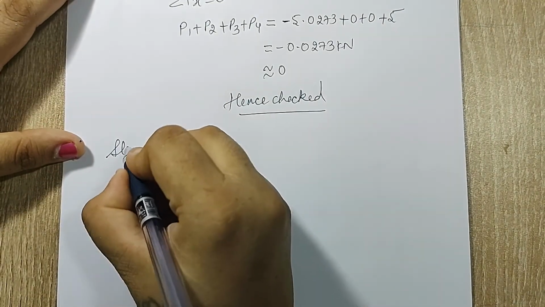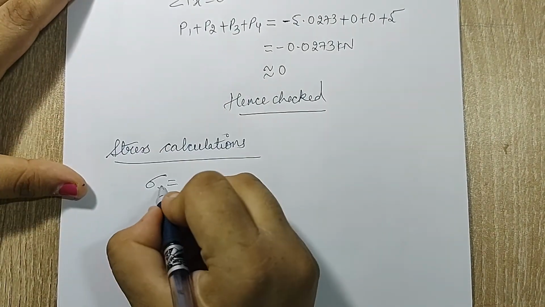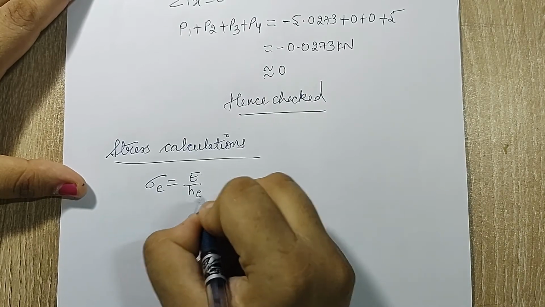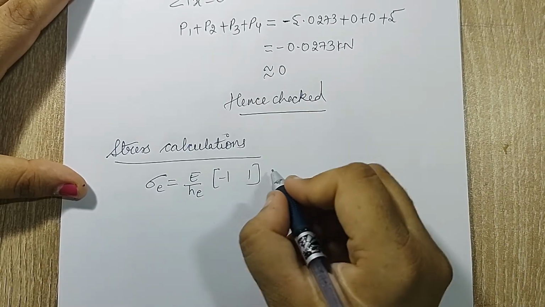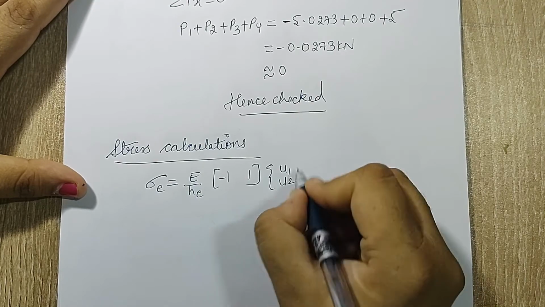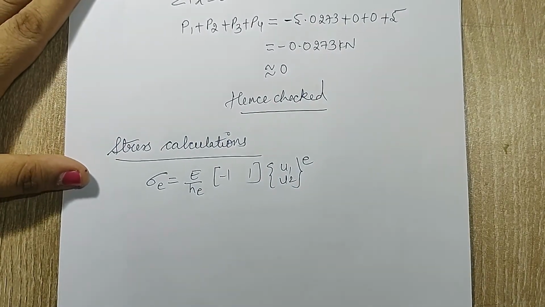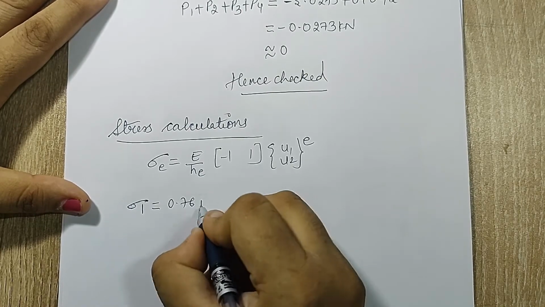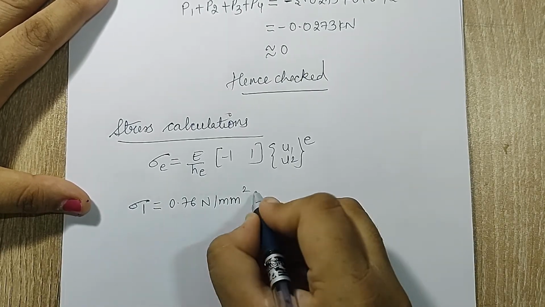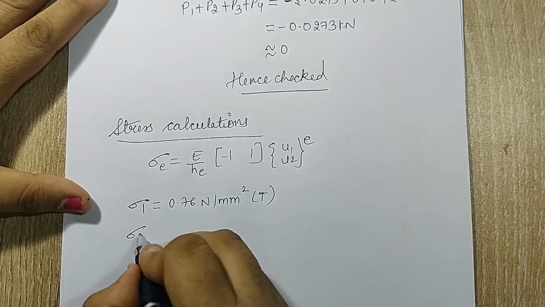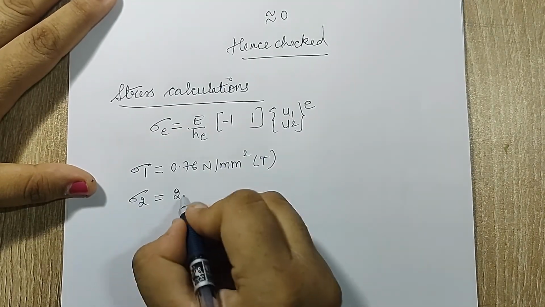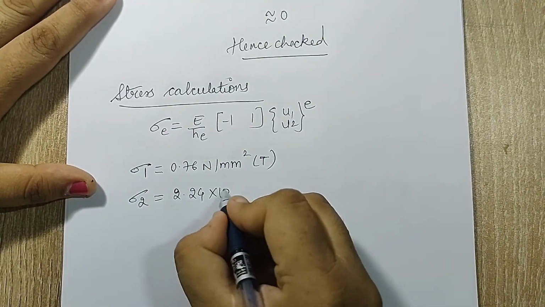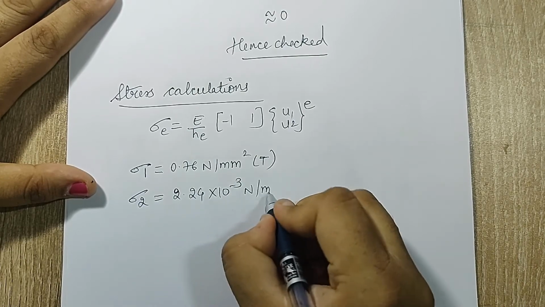Last, I'll go for stress calculations. The formula of sigma remains the same. There is no change in formula. So I'll just give you the answers. Sigma 1 is 0.76 Newton per mm square. This will be tensile. Sigma 2 I obtain as 2.24 into 10 raised to minus 3 Newton per mm square.